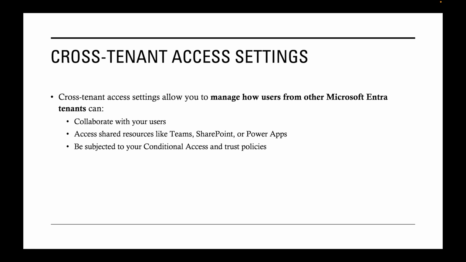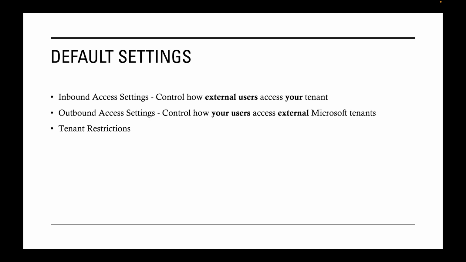So when it comes to cross-tenant access settings, the default settings are broken down into three different compartments. One is inbound settings, which is for external users accessing your tenant. Then outbound settings, which is how your users can access external Microsoft tenants. And then there are the tenant restrictions globally.